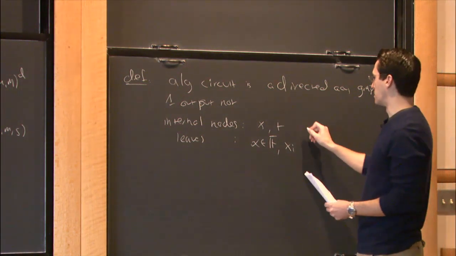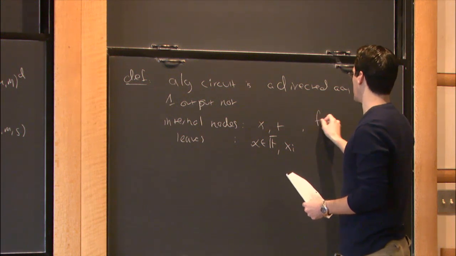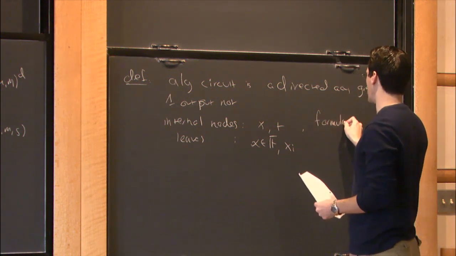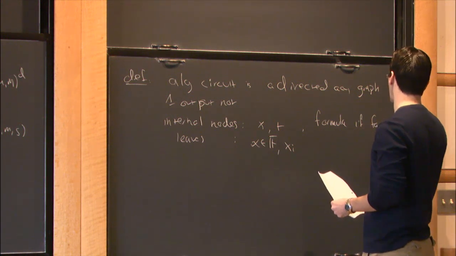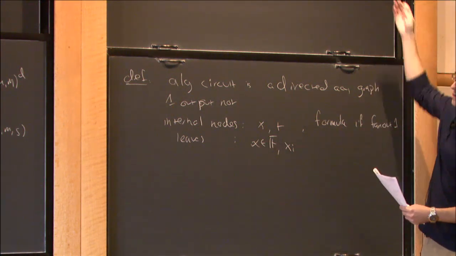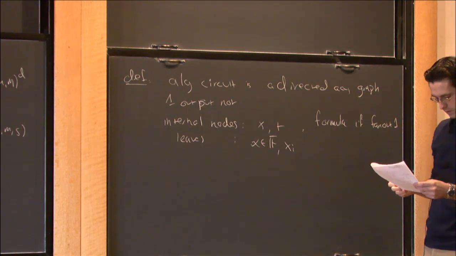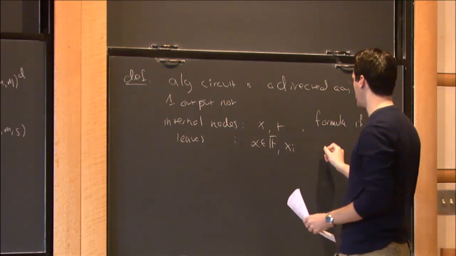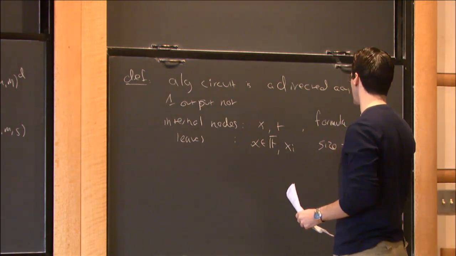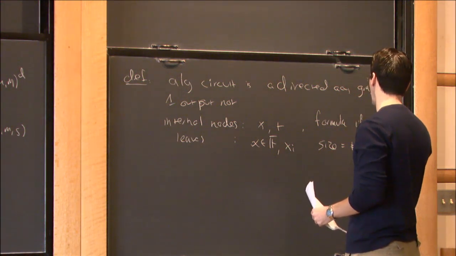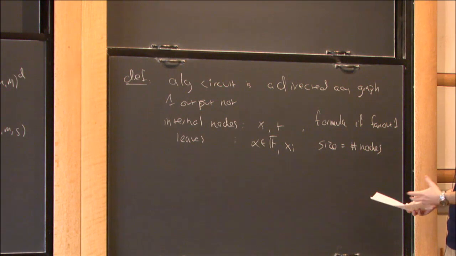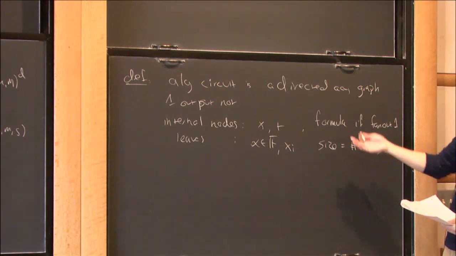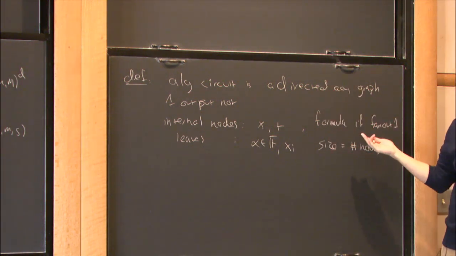And the usual restriction is we say it's a formula if the fan out is always 1. In this case, here it'll be a formula, for example. And the important notion here is what is the size of such a computation? This is the number of nodes. So we'll say that a polynomial can be computed with a small algebraic circuit if there's an algebraic circuit where the size is small, right?